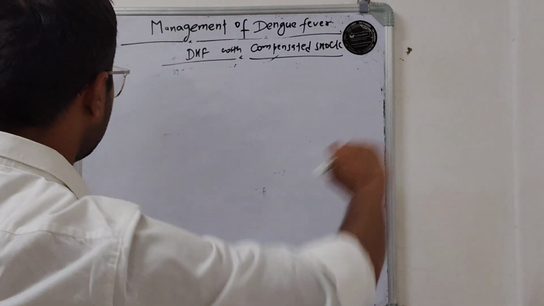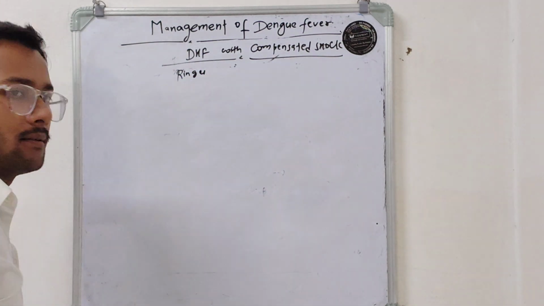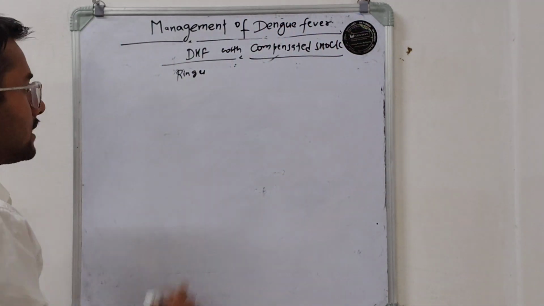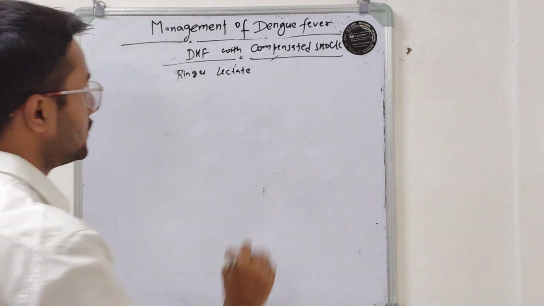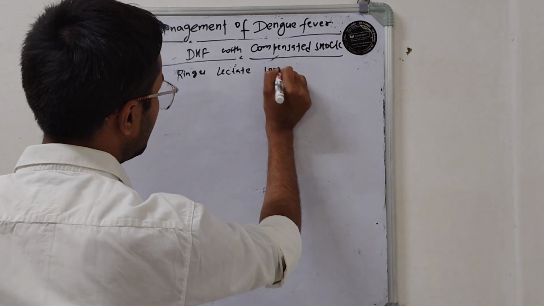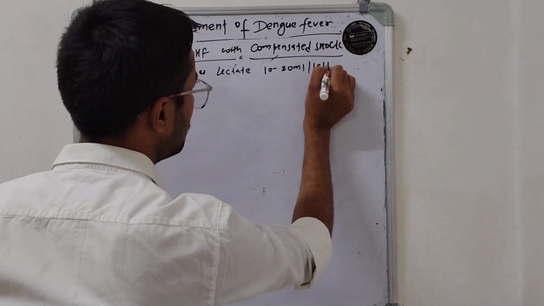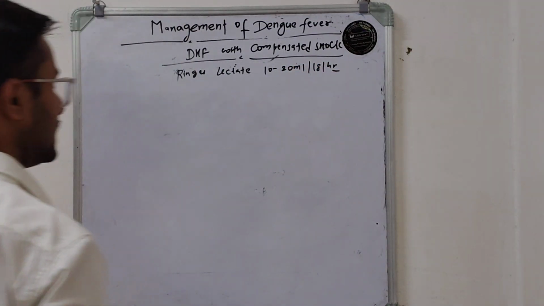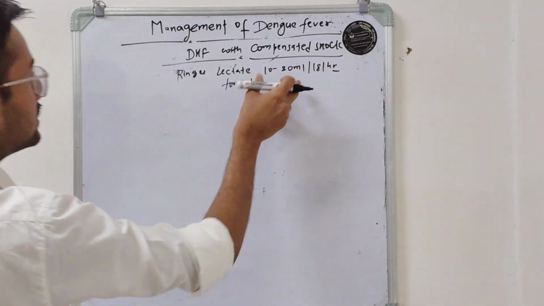What do we start with? We start with Ringer lactate, with the contraindication that the patient should not have any hyperkalemia. So for Ringer lactate, what is the infusion rate? Ringer lactate with an infusion rate of 10 to 20 ml per kg per hour, and we give this fluid for 1 hour.